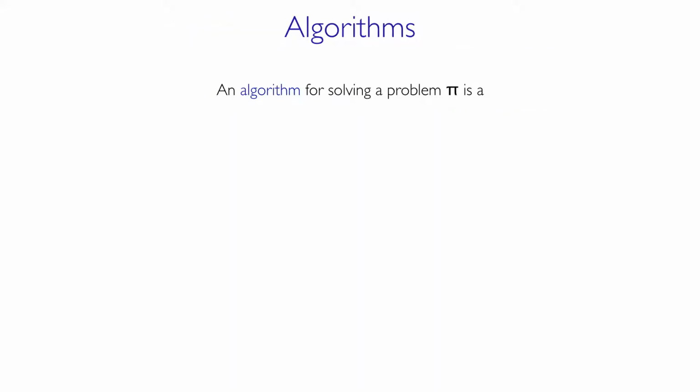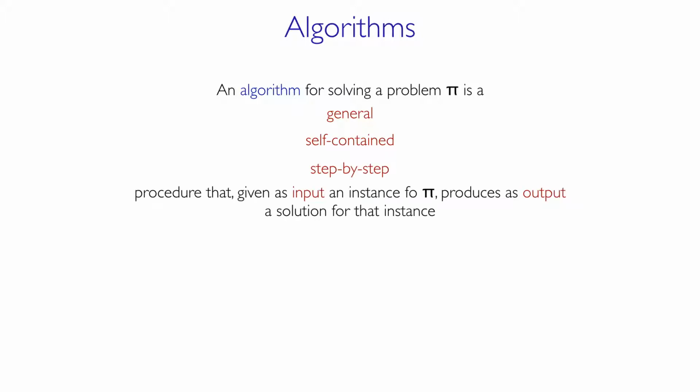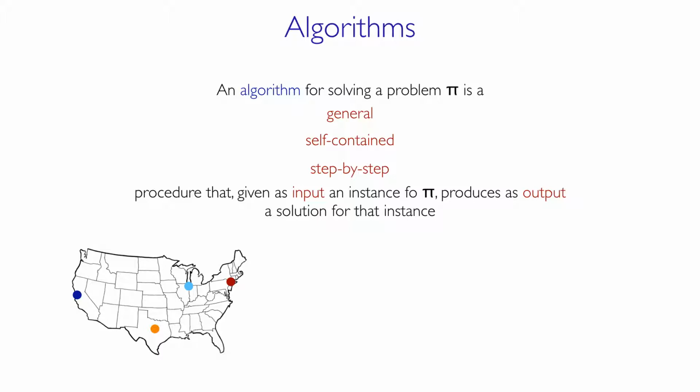Another important concept is that of algorithm. An algorithm for solving a problem pi is a general, self-contained, step-by-step procedure that takes as input an instance of pi and produces as output a solution for that instance. Let us consider again the TSP. An algorithm for solving the TSP is based on the enumeration of all the possible permutations of cities, that is, all the possible tours, while computing the length of each of them. Then, a solution is simply obtained by picking a tour with smallest length.